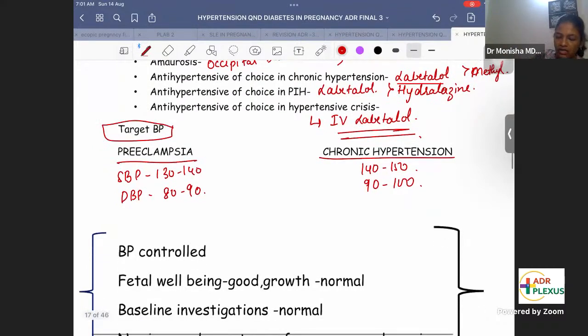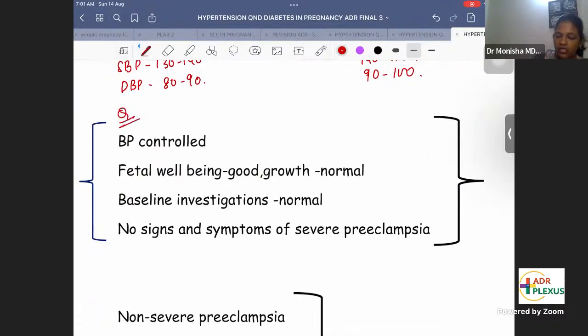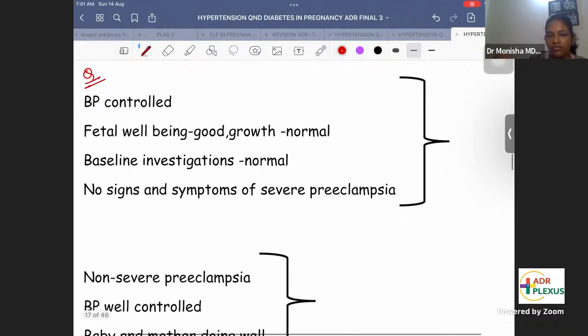Now coming to a clinical scenario, remember there was a patient who came to us with a high BP recording. We started her on antihypertensives. Her BP is controlled. Her fetal well-being is good. The growth of the baby is good. All the baseline investigations are normal. There are no signs and symptoms of any severe preeclampsia. So this is a non-severe type of preeclampsia. That's what the history suggests.